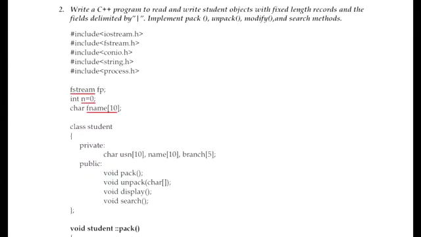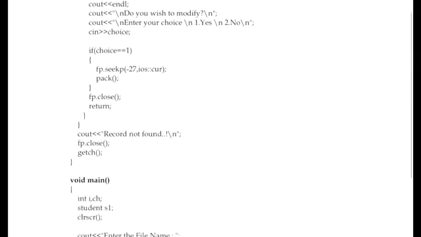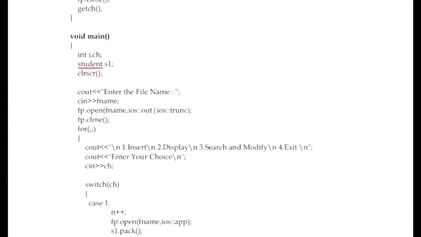Here we are creating a class called student. Inside the class, we have three fields: USN, name and branch. And we are implementing the methods called pack, unpack, display and search. Coming to the main function, first we create an object of the student class. S1 is an object of the student class. Then we enter the file name in fname.